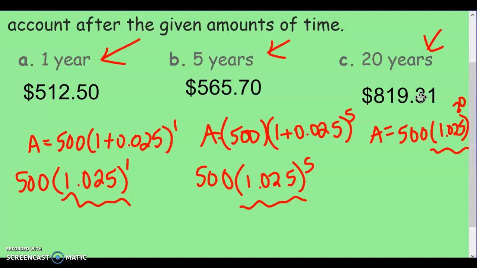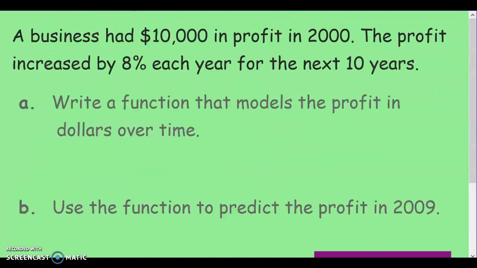If you leave it there for 5 years, and this is not taking anything out, putting anything in, you now have $565. And then after 20 years, if you forget about it and you come back, you're up to $819. Okay, so that's all great. But what happens if I've got this bigger thing here?